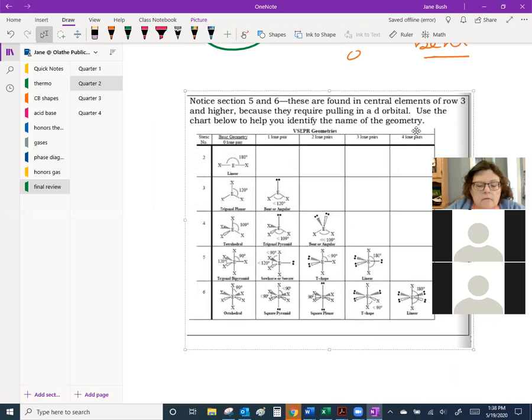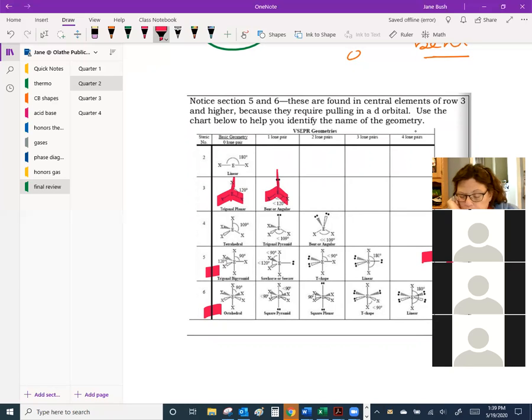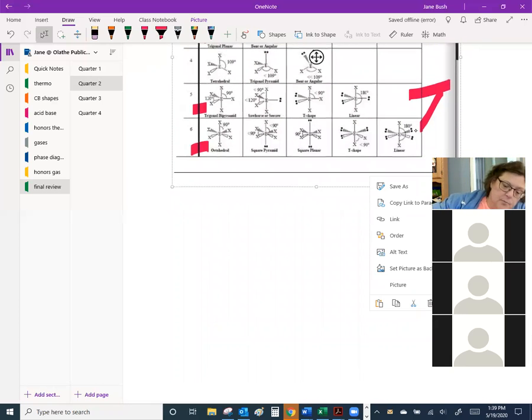So see how in this picture, there's 3 bond areas. Those are all trigonal planar. There's 4 here. There's 5 here. These are trigonal pyramidal. There's 6 here. Do you guys want me to show you how to count out 5 bonds and 6 bonds, or do you feel comfortable with that? An example would be good. Okay.